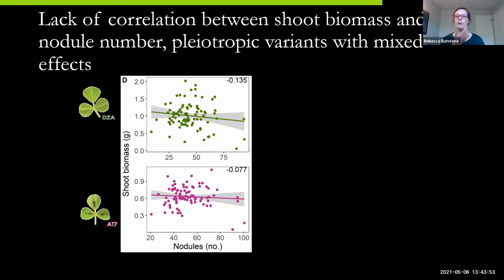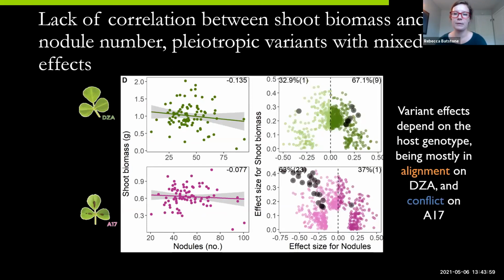And then finally, when we regressed shoot biomass and nodule number, we found a complete lack of correlation for both hosts. And at the genomic level, while most variant effects fell to the right of 0 on DZA, suggesting greater alignment, the opposite was true for A17, with most variants falling to the left of 0, suggesting greater conflict.